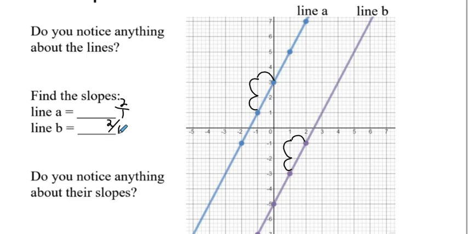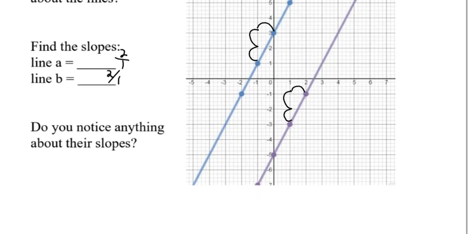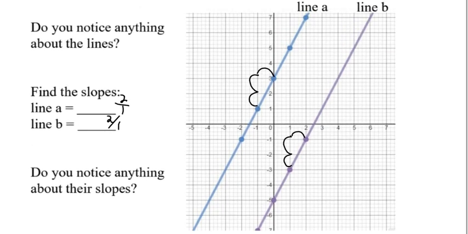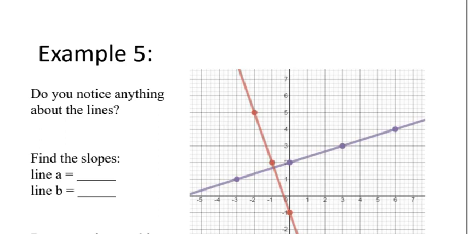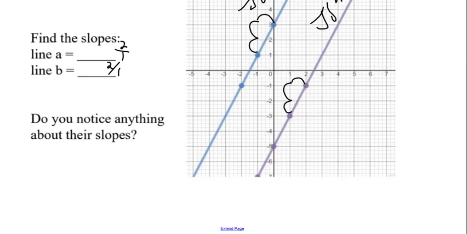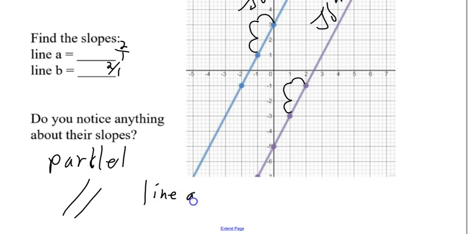Okay, the slopes are the same. They have the exact same slope. And notice, to remind yourself, they're both positive. They're both going uphill when I write my name. So, what we call these are parallel. And the symbol for parallel lines is that. So we could say line A is parallel to line B. They have the same slope.